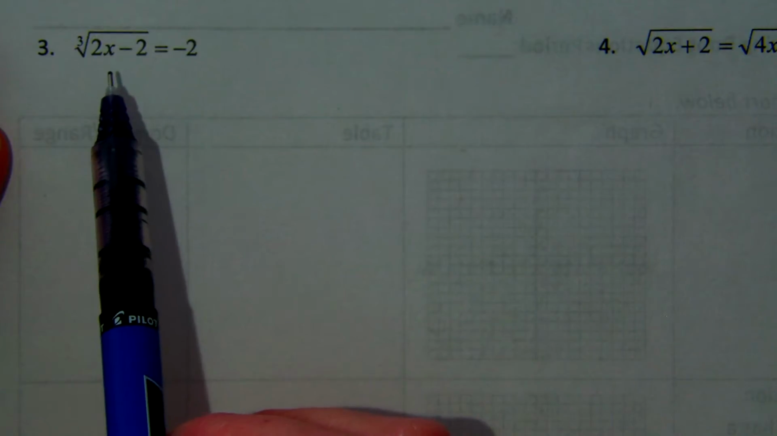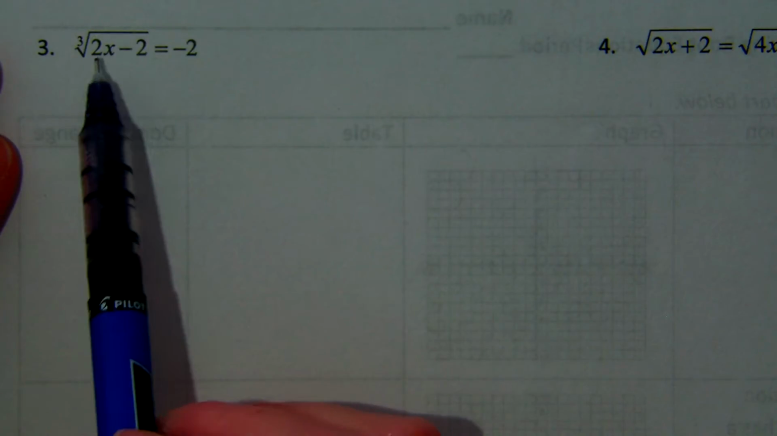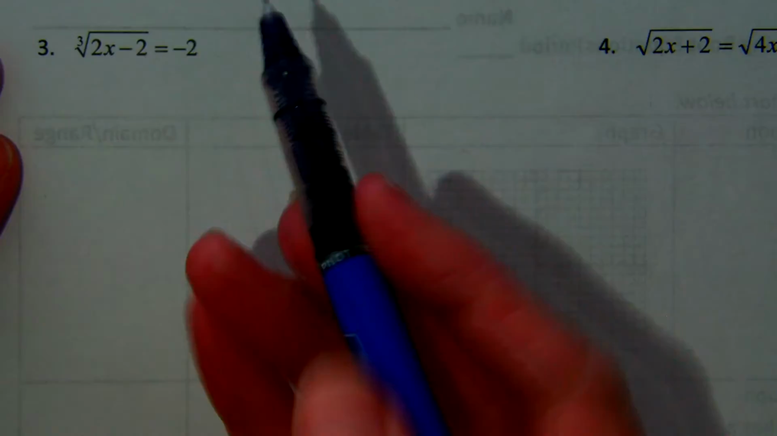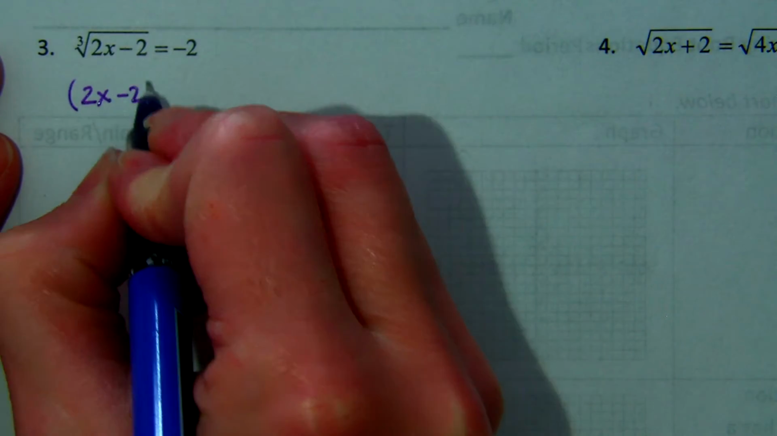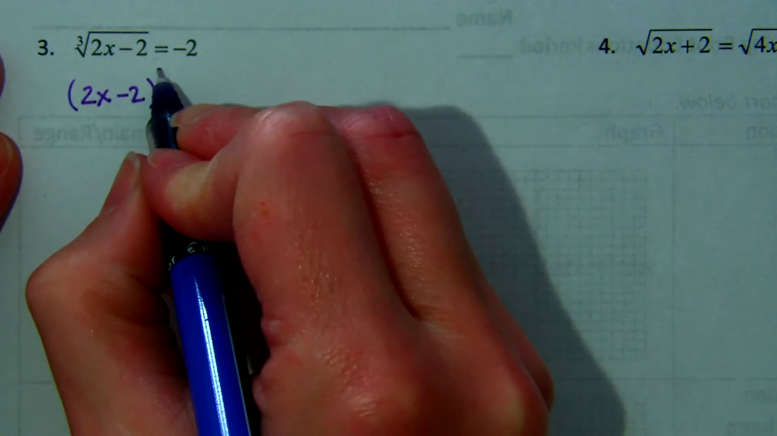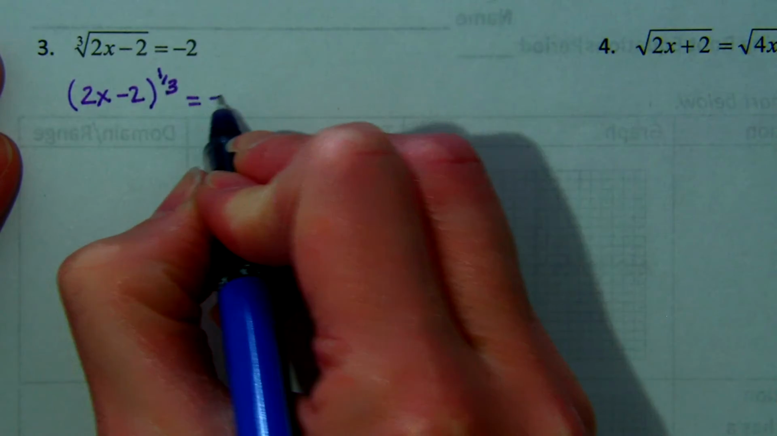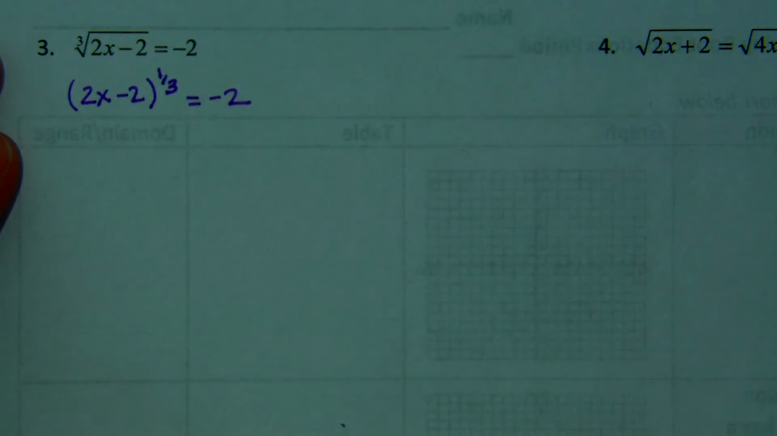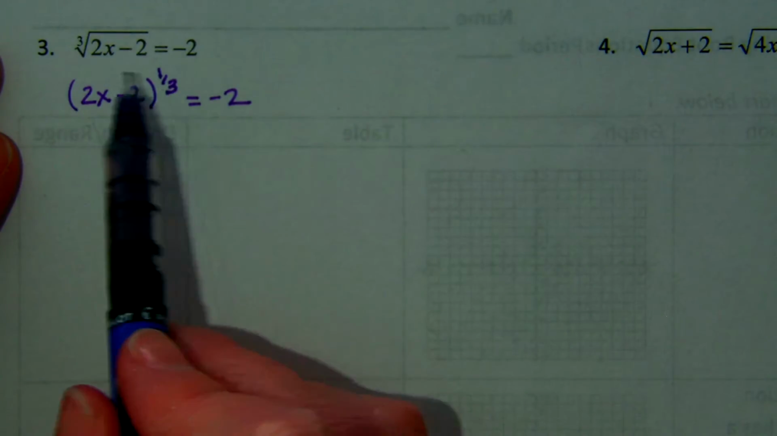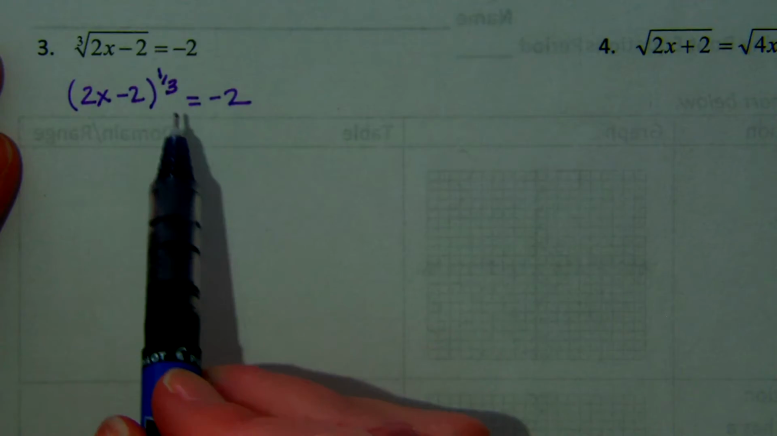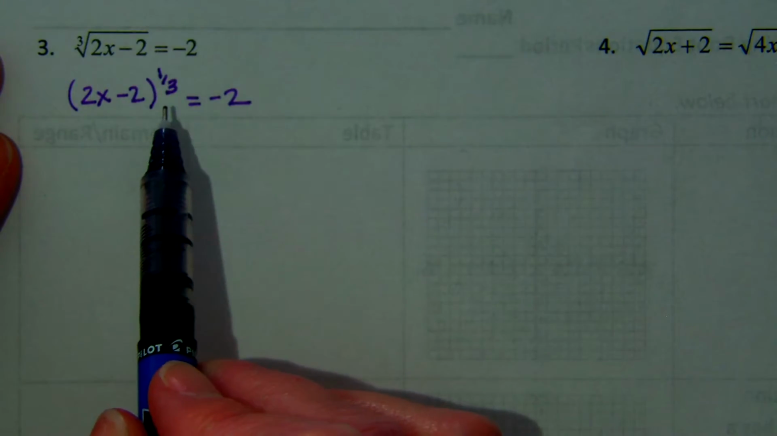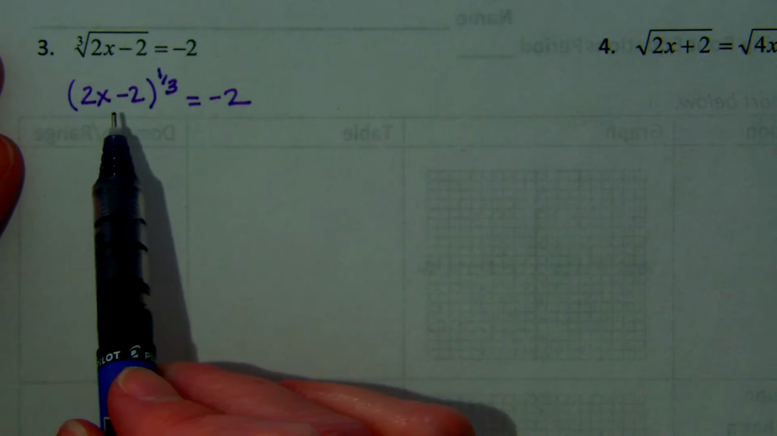And the first thing we do is ask ourselves, what is under the cube root? And here the answer is 2x minus 2. And so we go ahead and put that in parentheses. So (2x minus 2), and because it's a cube root, I raise it to the 1/3 power, is equal to negative 2. And because these parentheses are completely alone, we go ahead and we cube both sides.